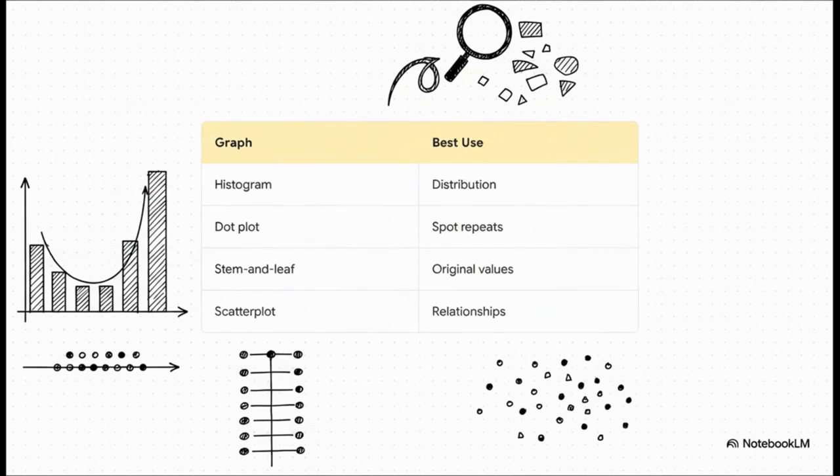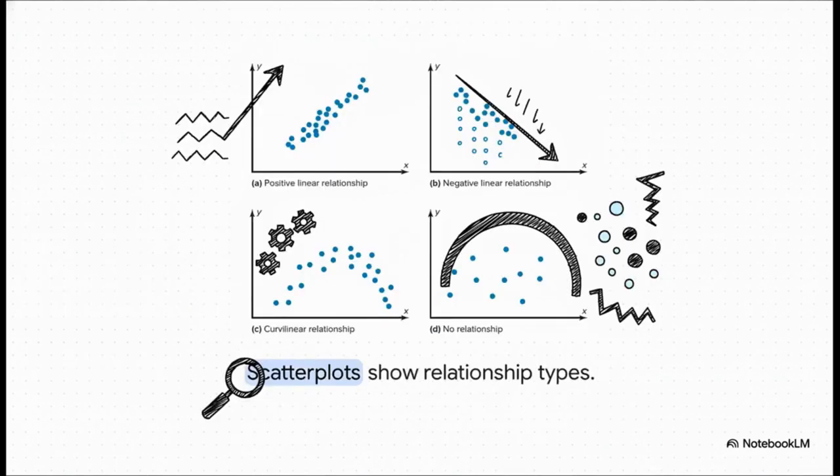Histograms are your go-to for overall distribution shape. Dot plots, perfect for spotting repeating values in small sets. Stem and leaf plots are great because they actually keep the original raw numbers intact. And scatter plots are what you use when you're comparing 2 totally different variables. What's really powerful here is how scatter plots instantly answer the question of whether X and Y move together.